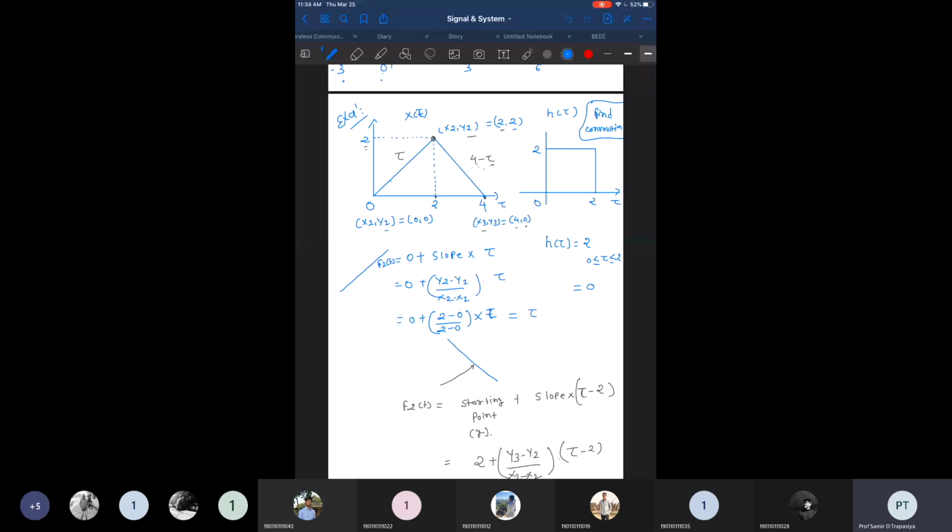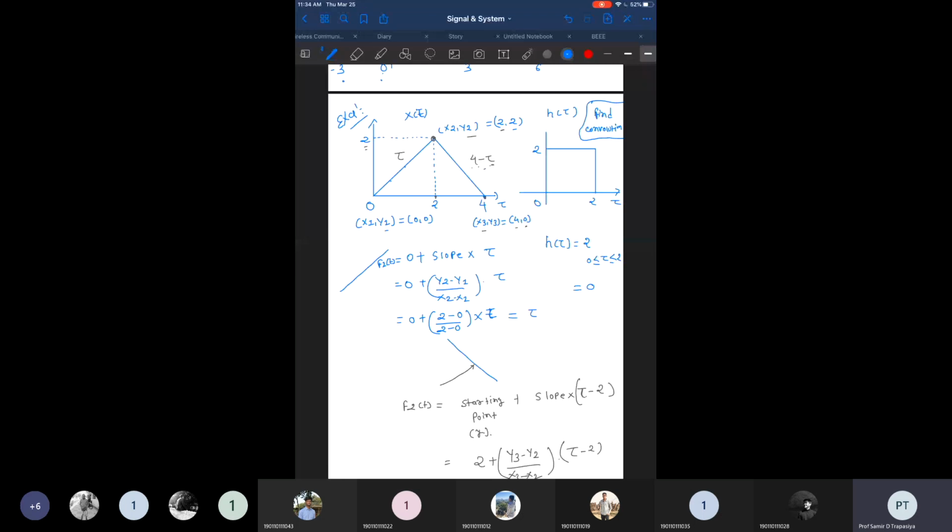So finally, we have two signals. One signal is a triangular function, and another signal is a rectangular function. For this triangular function, we have defined the functions for a positive going ramp as well as a negative going ramp, which are tau and 4 minus tau. And for the h of tau signal, the amplitude is a constant 2 from 0 to 2.